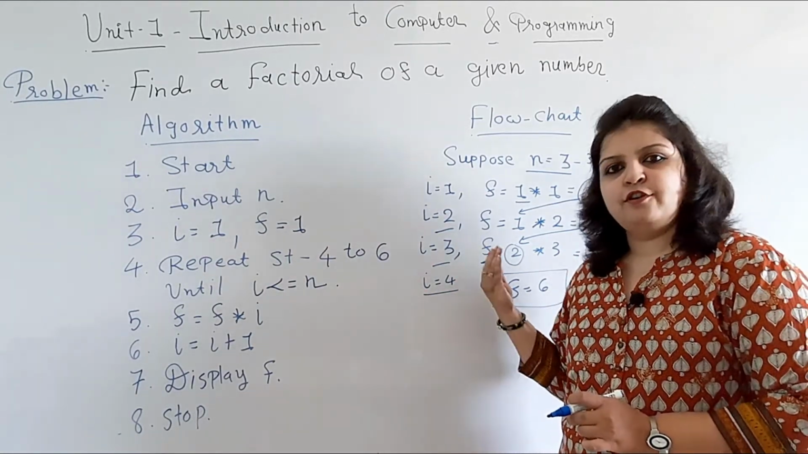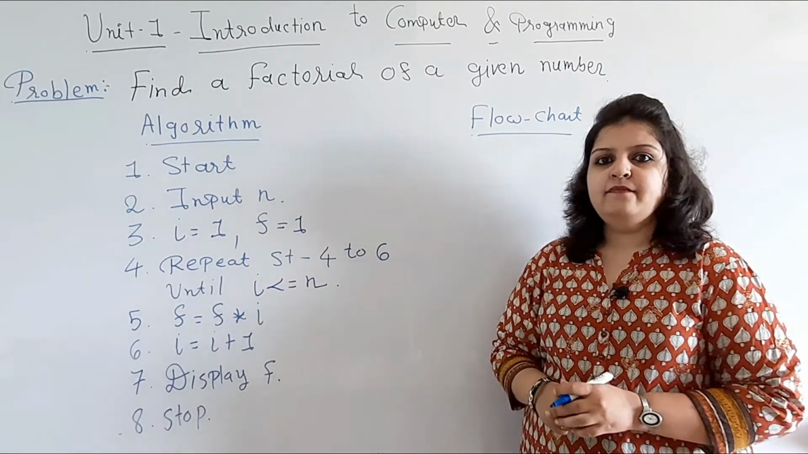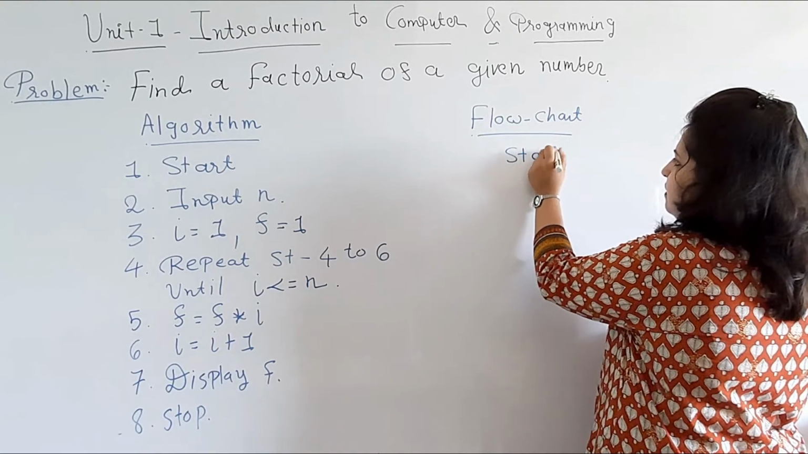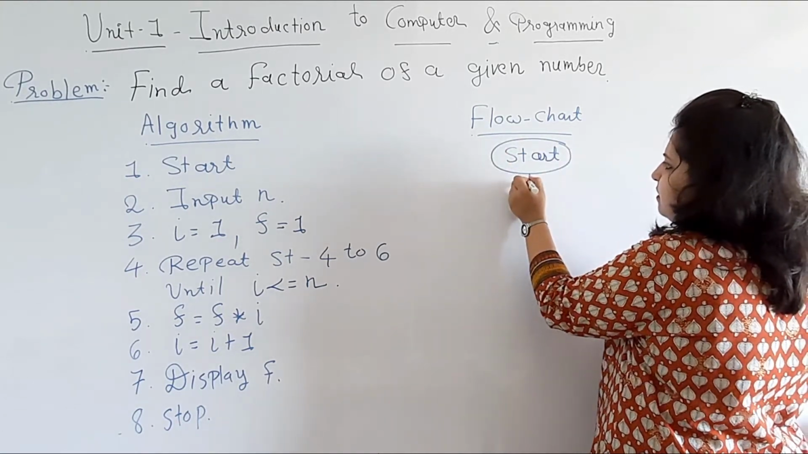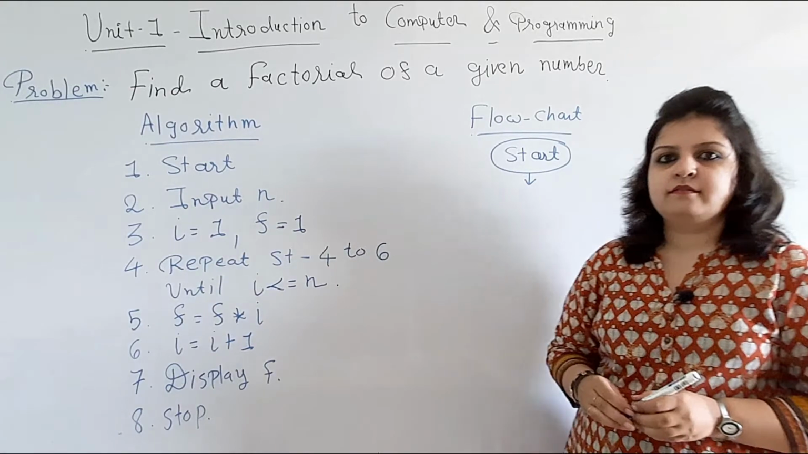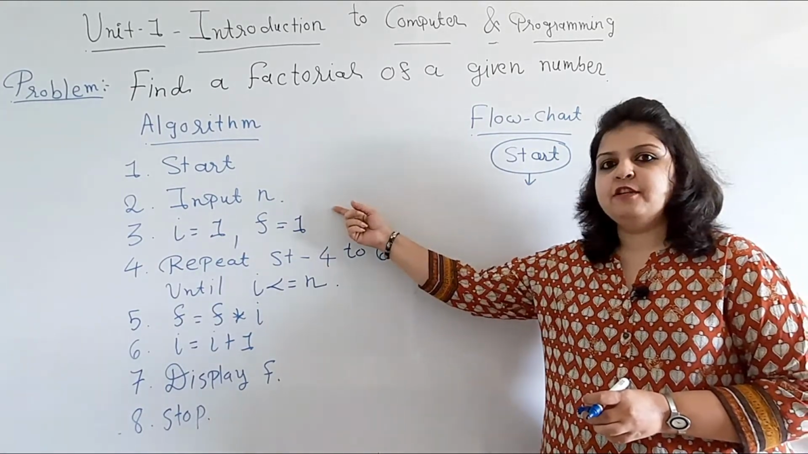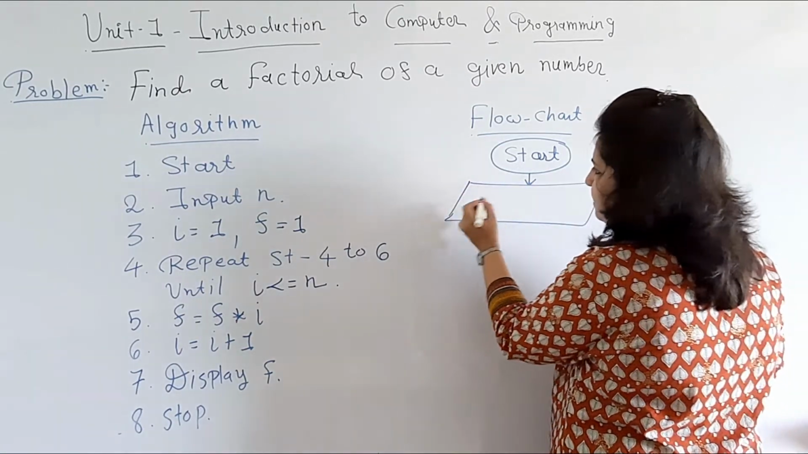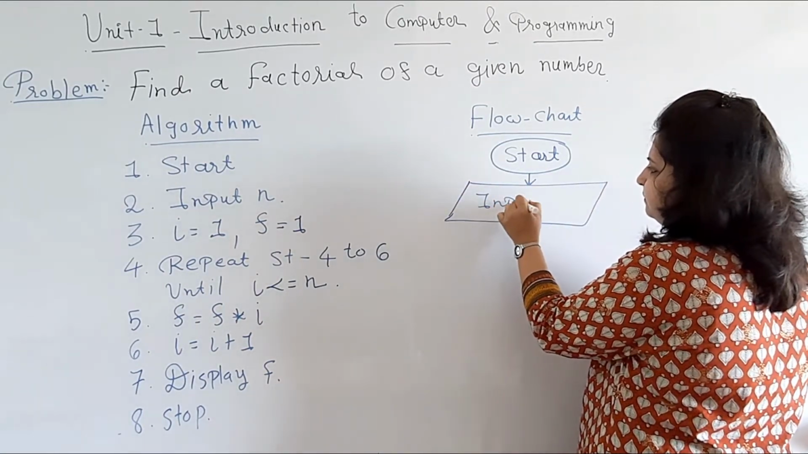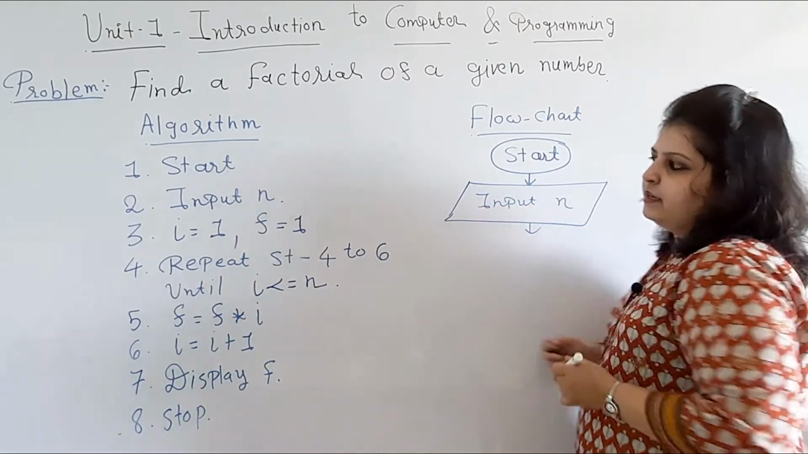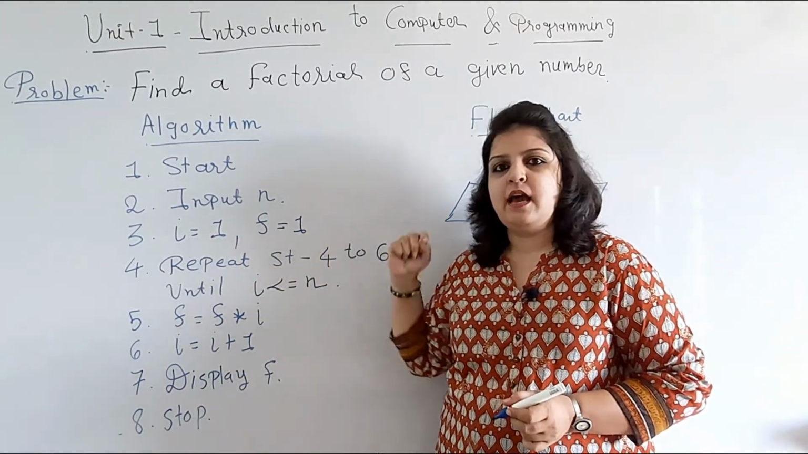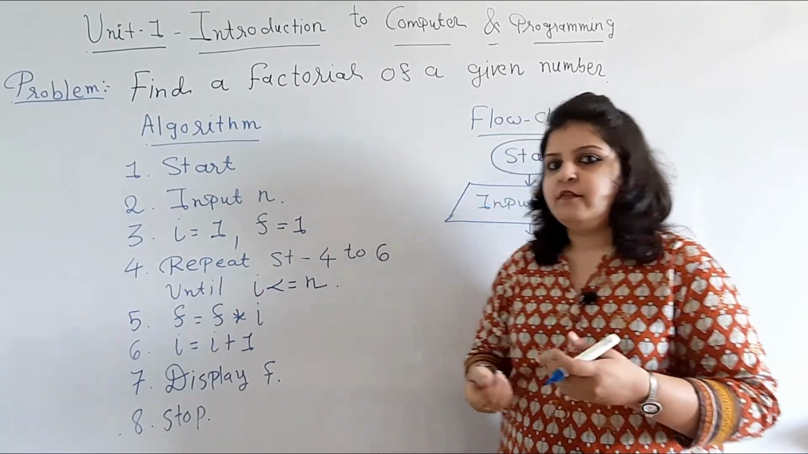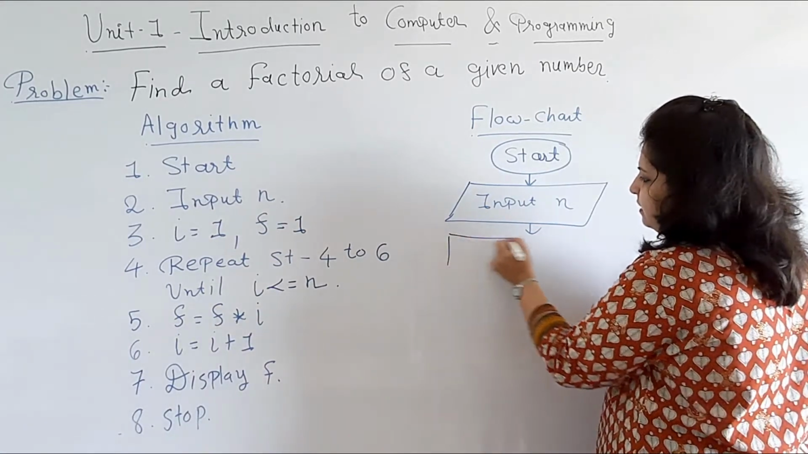Now move to the flow chart. In the flow chart our first step is start. Now the next step is input n. Input is always in a parallelogram. Next step is i is equal to 1, f is equal to 1, and this is an expression. An expression we can write in a rectangle.